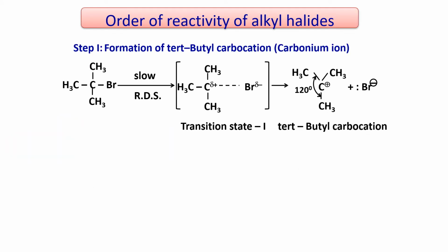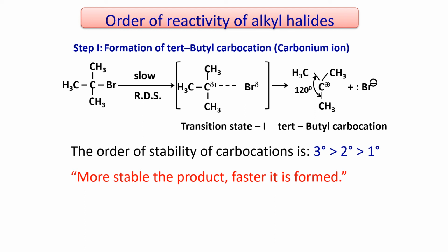Let us now see the order of reactivity of alkyl halides towards the SN1 mechanism. Step 1 is the rate determining step of the SN1 mechanism. So any factor which affects the rate of step 1 will affect the rate of the overall reaction. The product of step 1 is a carbocation. The order of stability of carbocations is tertiary greater than secondary greater than primary.